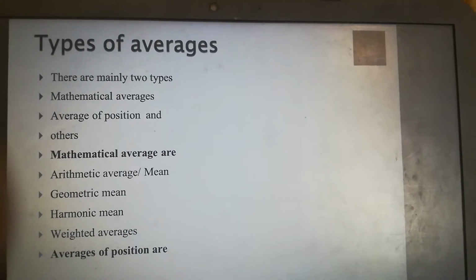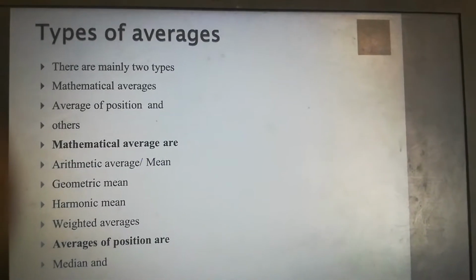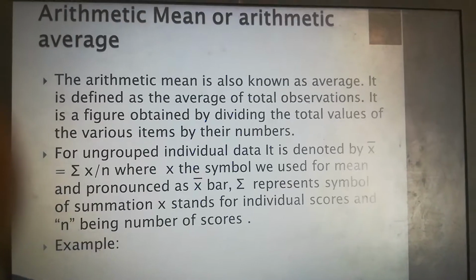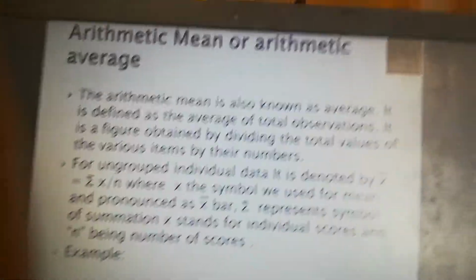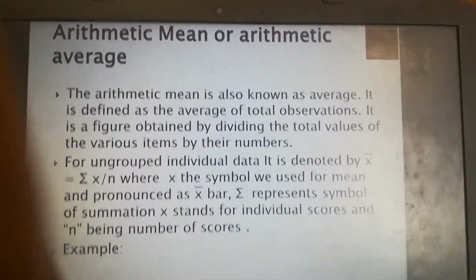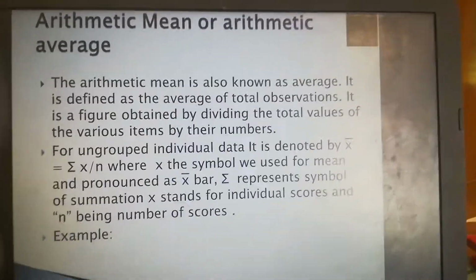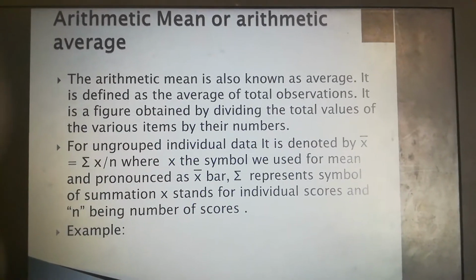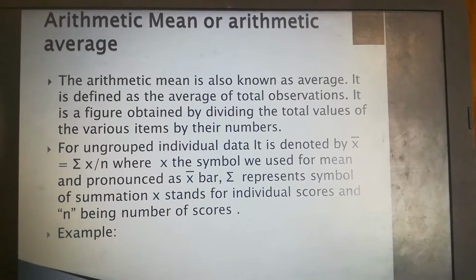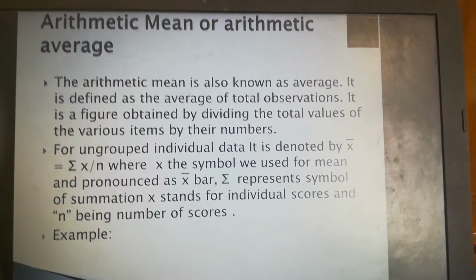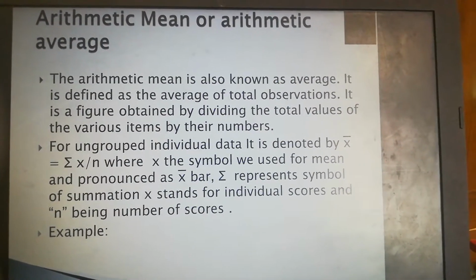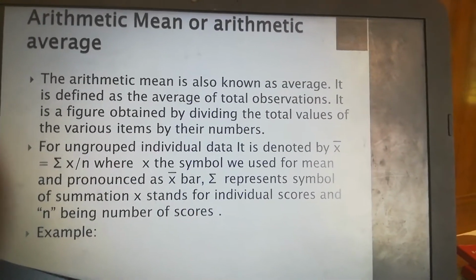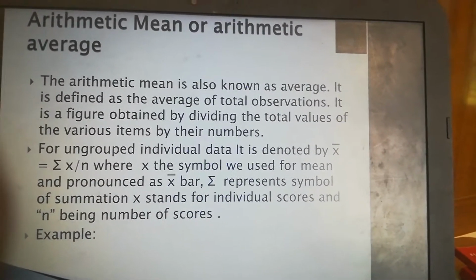So first, what do you mean by arithmetic mean? That mathematical average, the first one is the arithmetic mean. It is known as the average, and it can be defined as the average of total observations. It's a figure obtained by dividing the total value of the various items by their numbers.